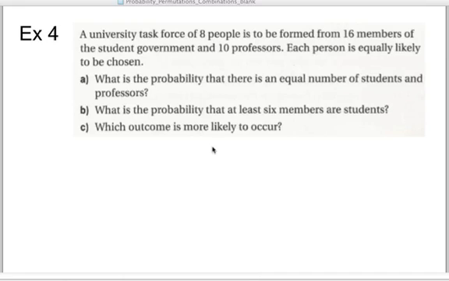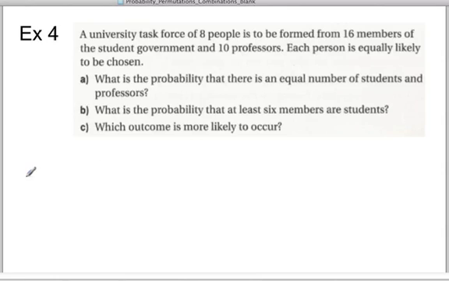A university task force of 8 people is to be formed from 16 members of the student government and 10 professors. Each person is equally likely to be chosen. So if they're going to randomly choose people, what is the probability that there is an equal number of students and professors? So it'll be then 4 and 4.